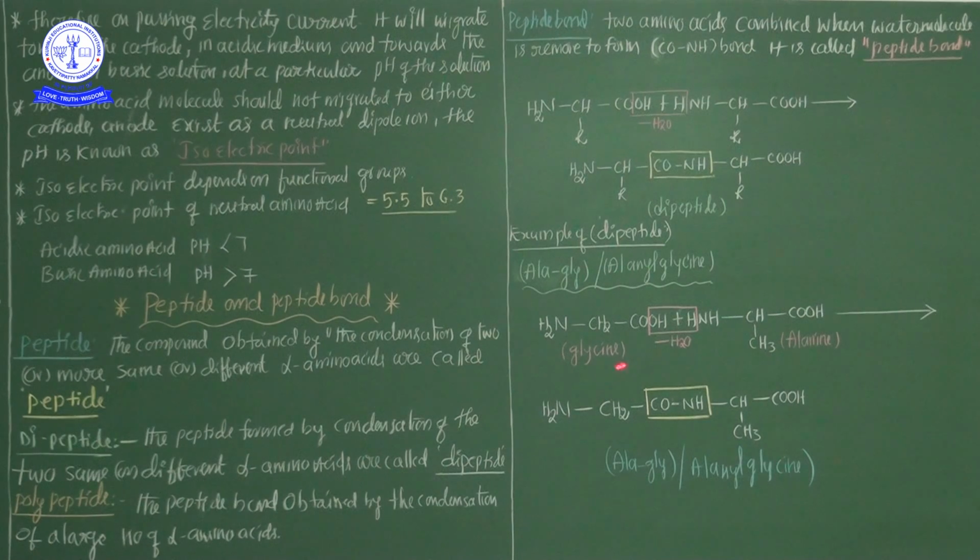Now see here, the glycine formula is CH2NH2COOH. It is symmetrical, not asymmetrical, because of the CH2, two hydrogens are there. Glycine and alanine, both of them connected together, hence with the removal of one water molecule, finally alanyl glycine is formed. This is a dipeptide.